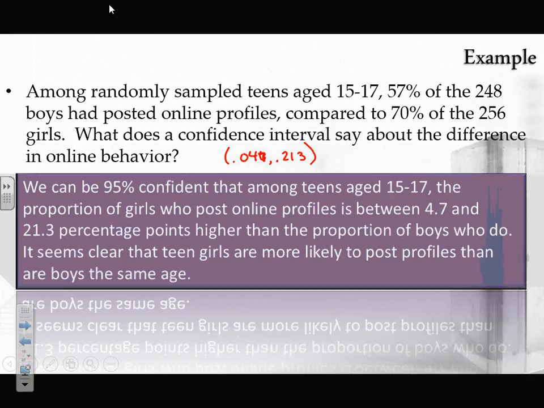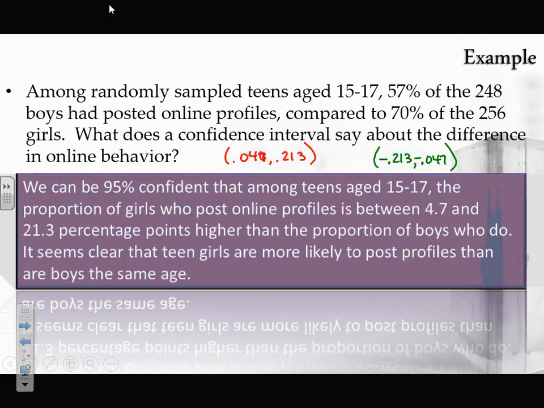If we had done this in the reverse order, so if we had done boys minus girls, what would have happened is our interval would have looked like this. So it would essentially be the exact opposite, so negative 0.213 to negative 0.047, in which case we would say that the proportion of boys who post online profiles is between 4.7 and 21.3 percentage points lower than the proportion of girls.